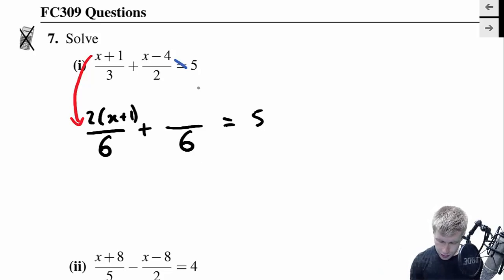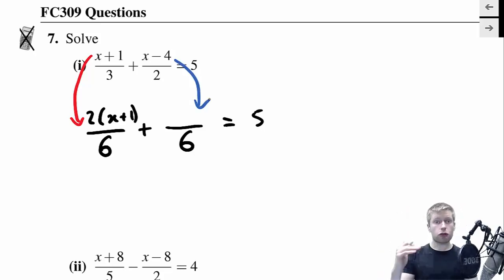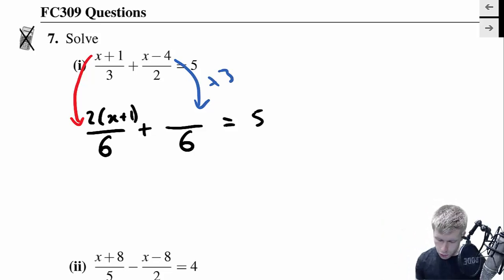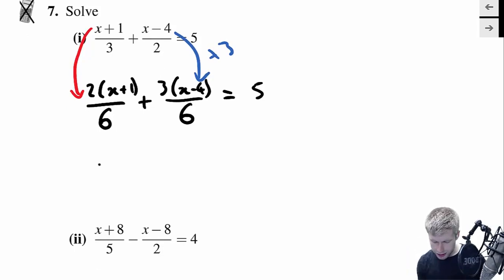Then have a look at this thing. Well, I have the (x - 4) over 2, and that's changed to a denominator of 6. So what have I multiplied by? Well, I've multiplied by 3, haven't I? So I need to multiply the entire numerator by 3, like so. Okay. Then I can put all of this over the same denominator. So it's all over 6.